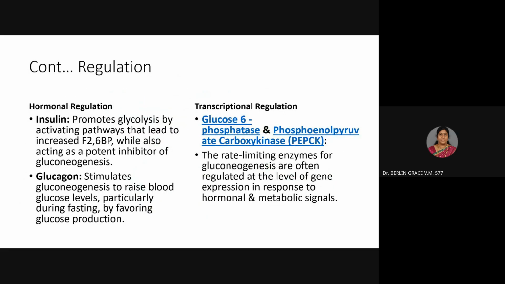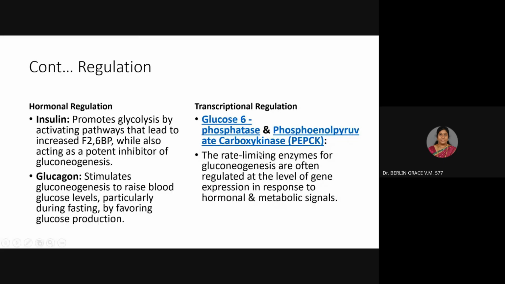Hormonal regulation: insulin and glucagon, which I showed you in the previous slide. Insulin promotes glycolysis by activating the pathway that leads to increased fructose 2,6-bisphosphate, while glucagon stimulates gluconeogenesis. Its aim is to raise the blood glucose level, particularly during fasting, by favoring glucose production.